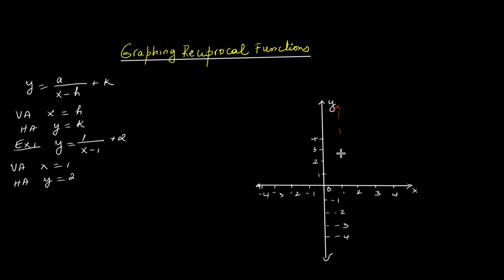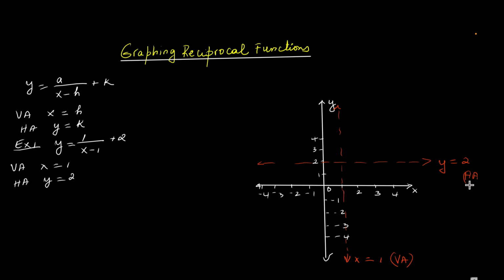Now that we know the asymptotes, we can draw them as dashed lines. Draw a vertical dashed line at x equals 1 and a horizontal dashed line at y equals 2. Next, we pick 2 points to the left and 2 points to the right of the vertical asymptote.